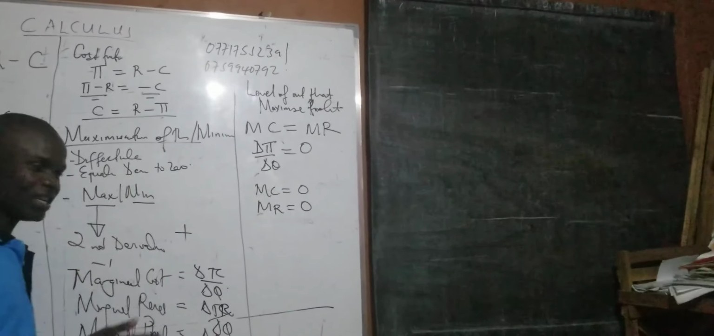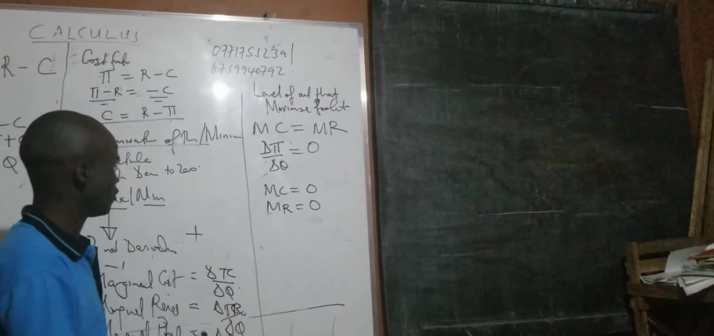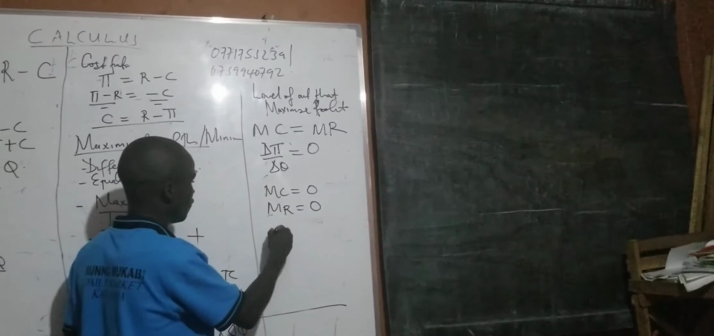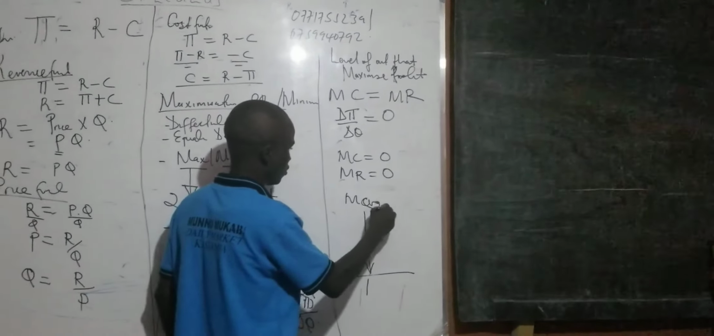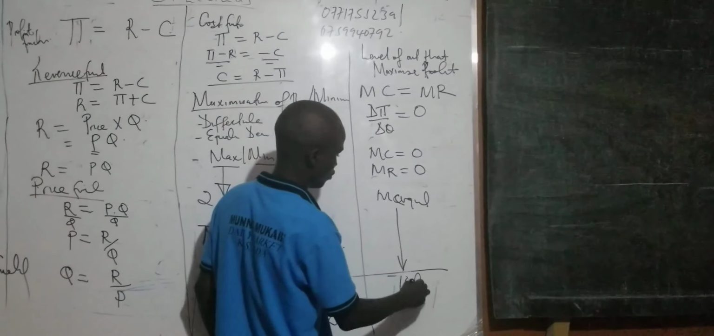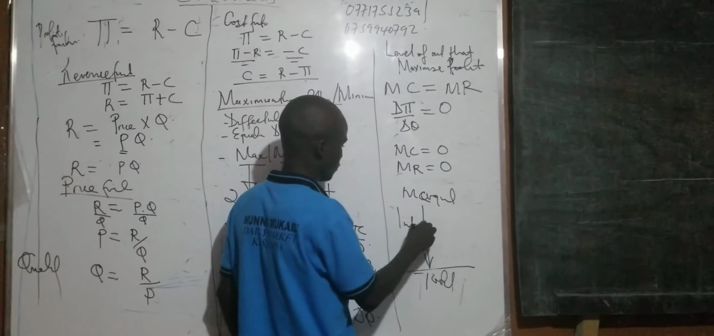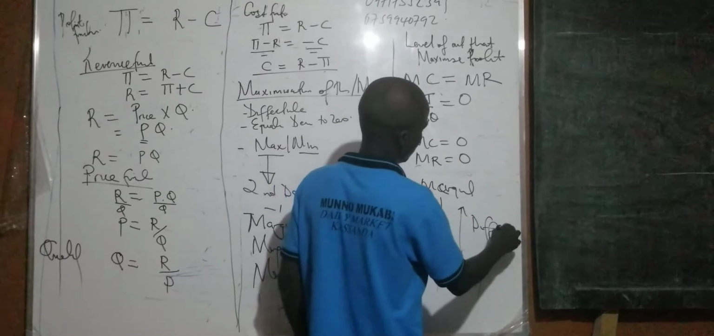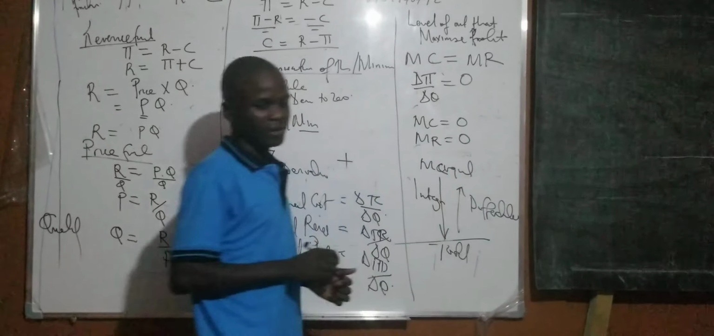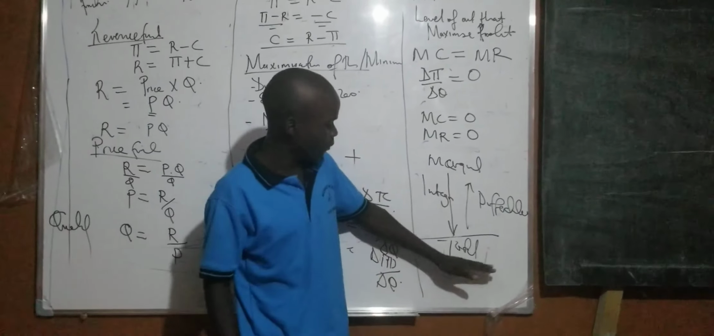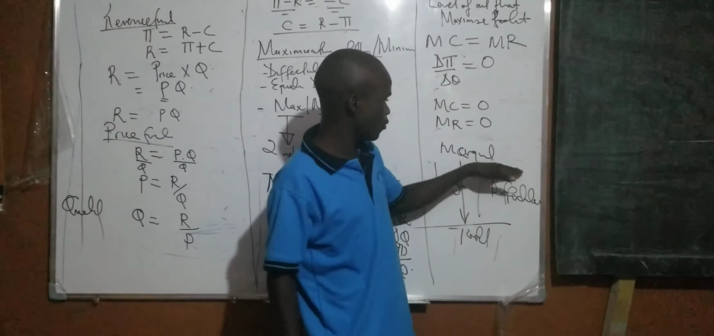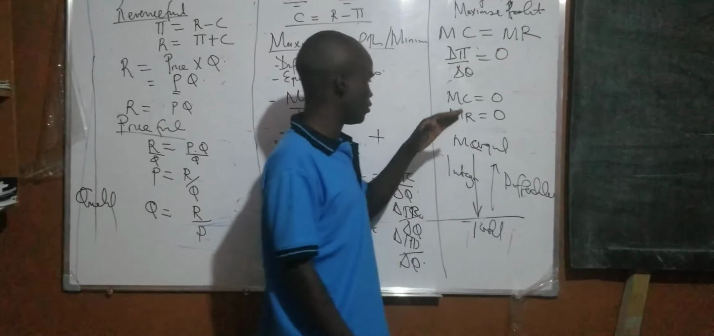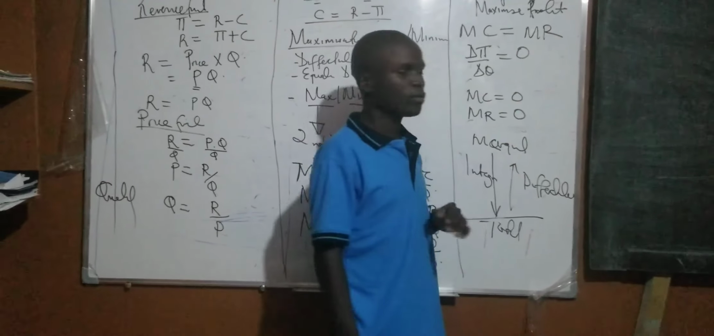Lastly, sometimes they may give you the MC and tell you to find the total cost. There's always a simple formula. From marginal to total, you integrate. From total to marginal, you differentiate. It is as simple as that. If the question gives you total cost and asks for marginal cost, differentiate. If it gives you marginal cost and asks for total cost, integrate.